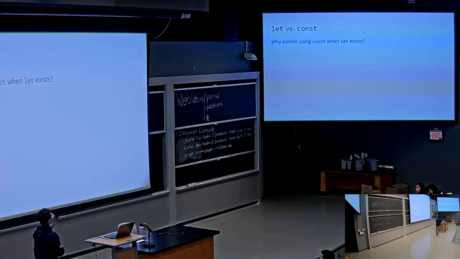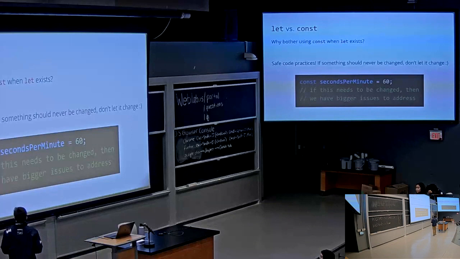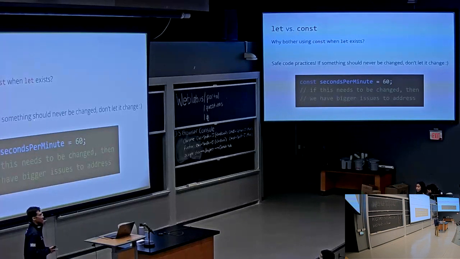So maybe one question that you have now is, why would we ever use const if we have let? And generally, this is just for safe code practices. So if something should never be changed, generally we don't want to let it change. So in this example, if we have 60 seconds per minute, we define it as 60. We don't ever really want this to change, so we should use const instead of let.